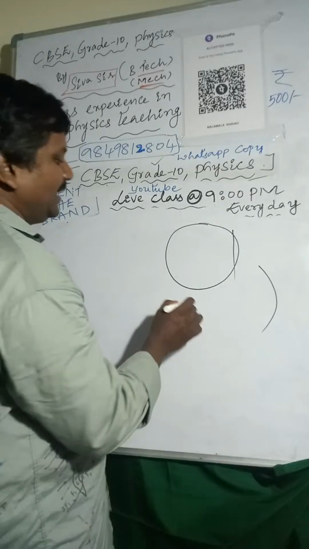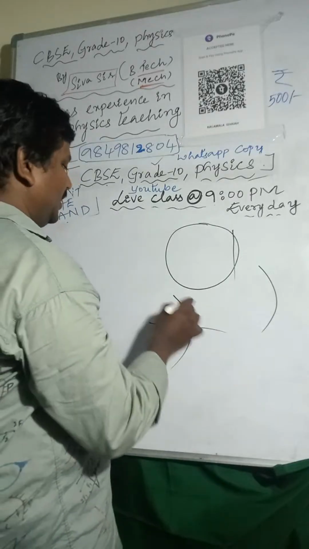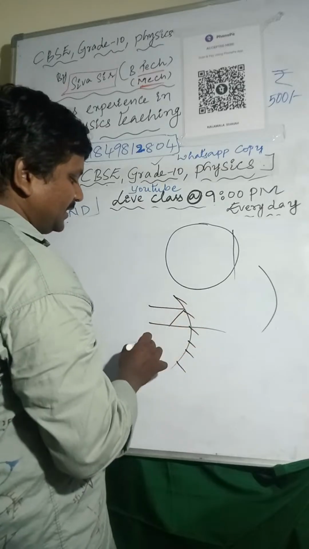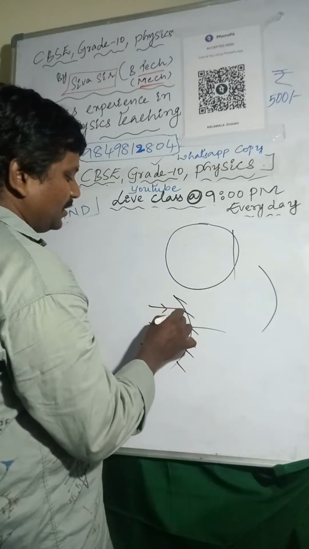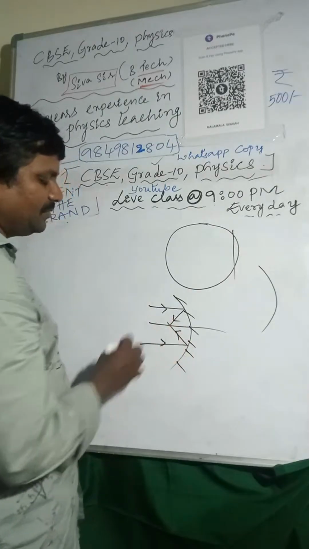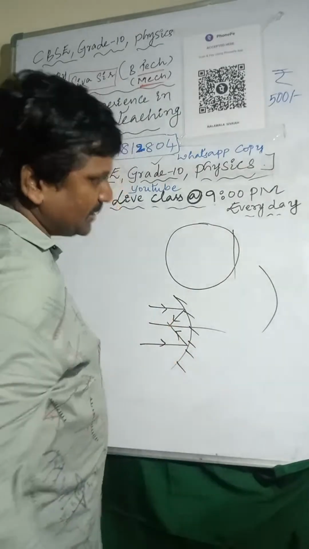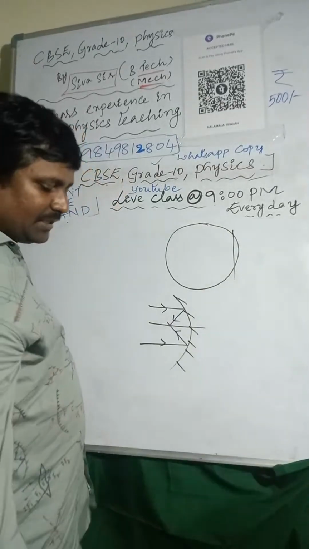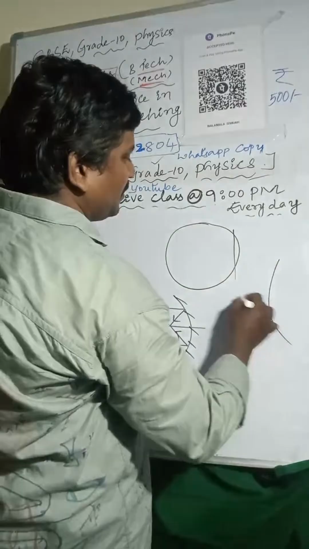So here you can see, if the reflection takes place inward, I'm taking this plane mirror. Reflection taking place inward is called a concave mirror. Whereas in a convex mirror, you can see the reflection takes place outward.